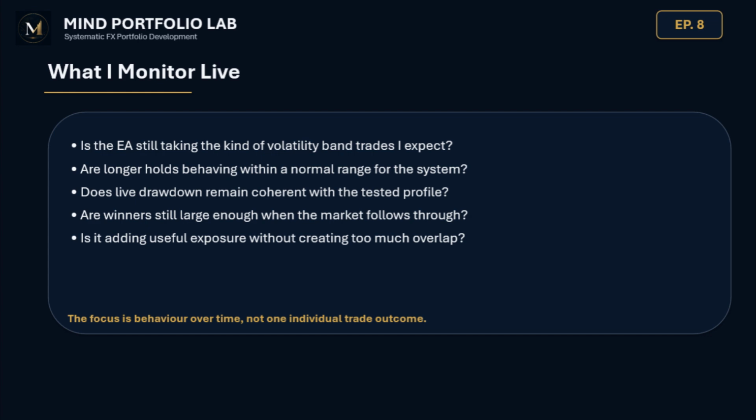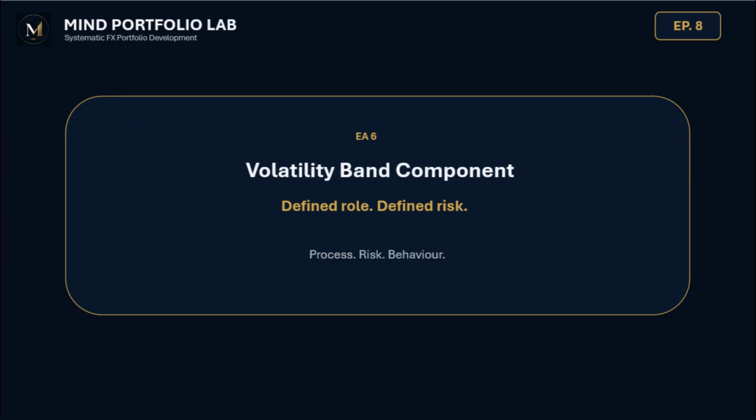So, to summarize, this EA is a volatility band component in the portfolio. It has a longer holding profile than several of the other systems, a lower win rate style, and a role that depends on larger moves doing enough work when conditions suit it. The backtest is encouraging, but I am not treating it as proof. I am using it to understand the system's character and to decide what I need to monitor live. For me, the important question is whether the system continues to behave live in a way that makes sense, and whether it adds a distinct contribution to the portfolio.